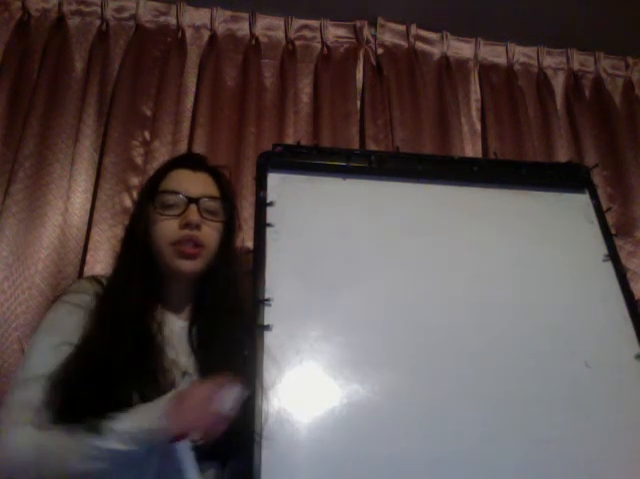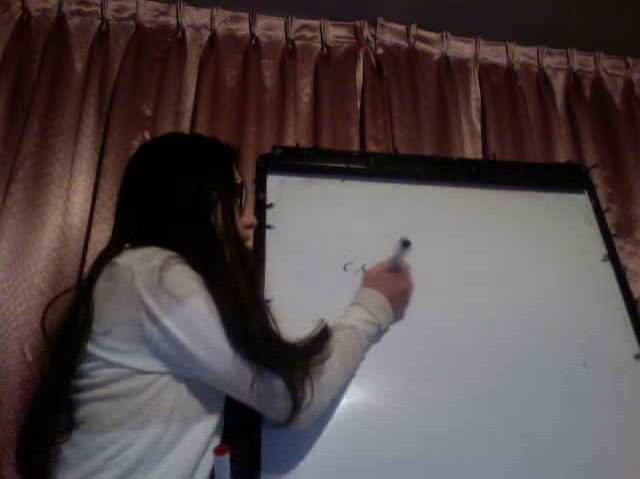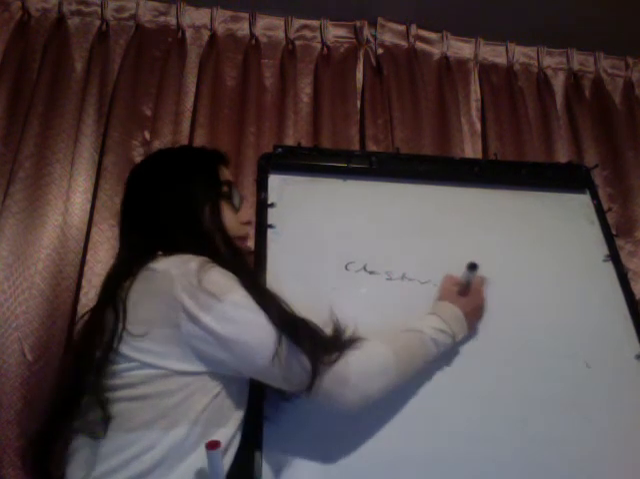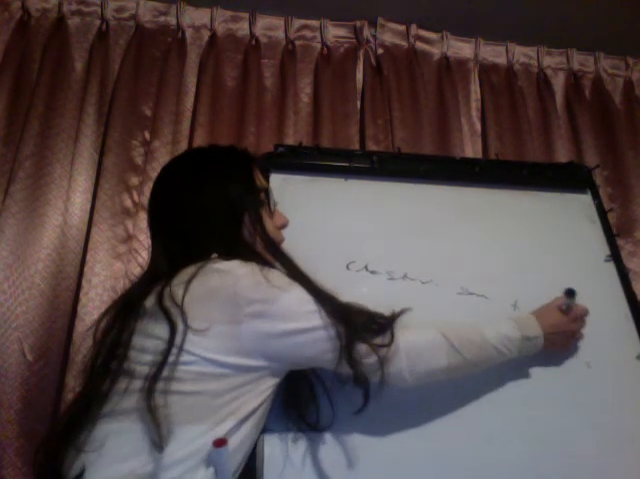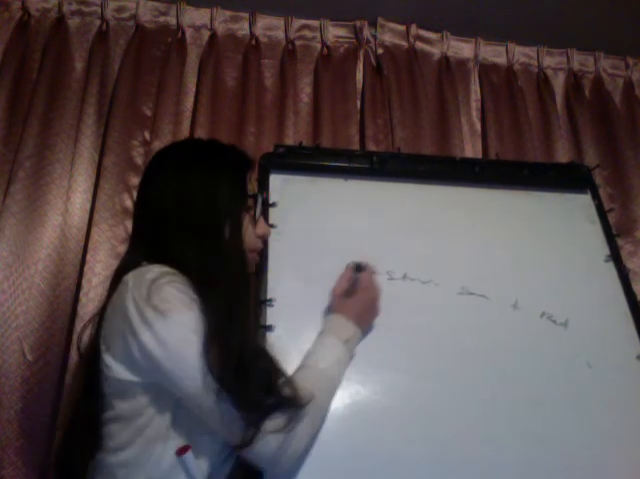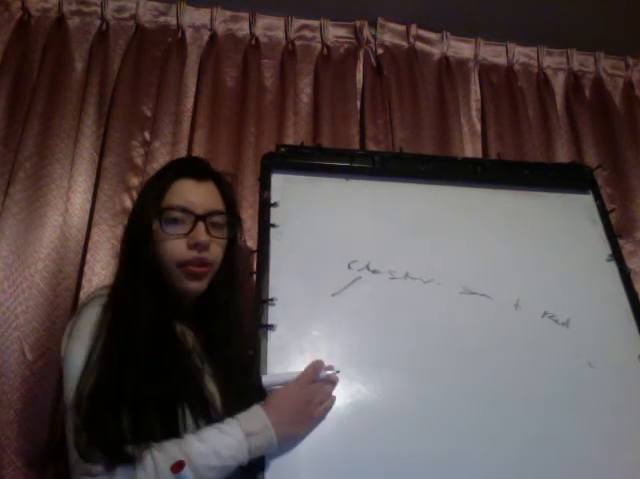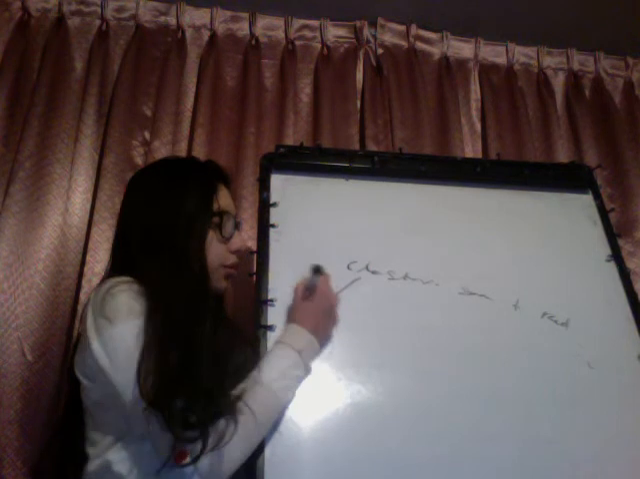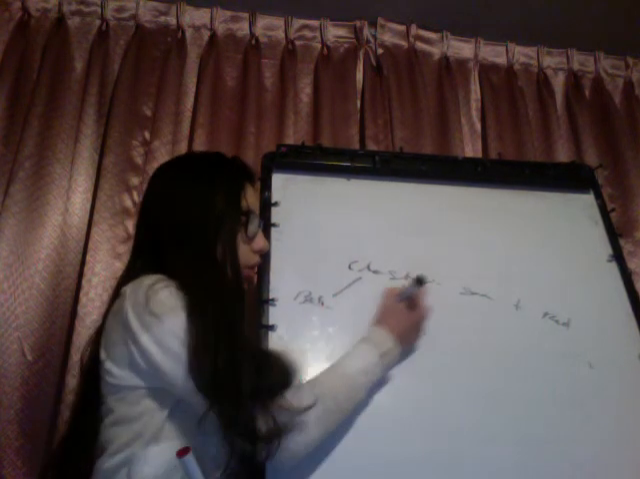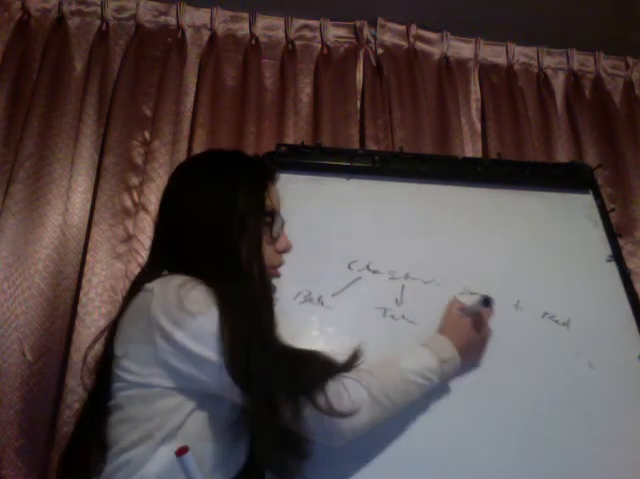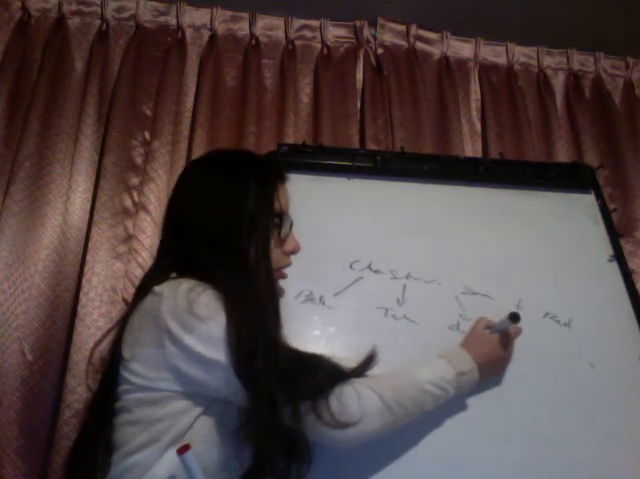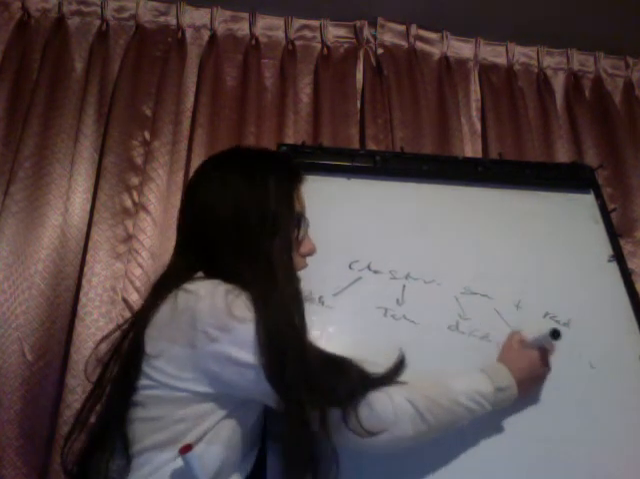Now let's do the summary of Clostridium. Clostridium is a gram-positive rod, anaerobic rod, and we have like 4 or 5 kinds. It's Clostridium botulinum, Clostridium tetani, Clostridium difficile, Clostridium perfringens, and Clostridium septicum.